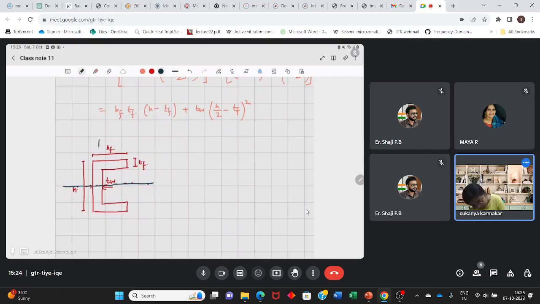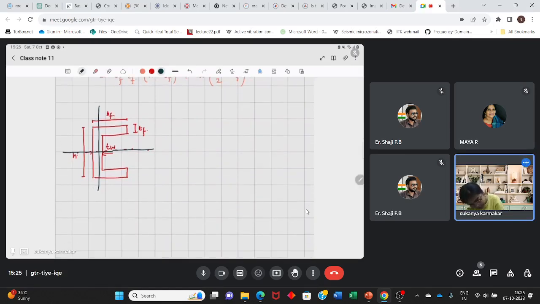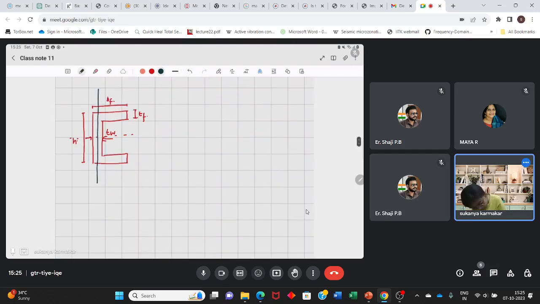Let's consider the equal area axis lies like this. It is lying within the web, and suppose this distance is z bar. Fine.